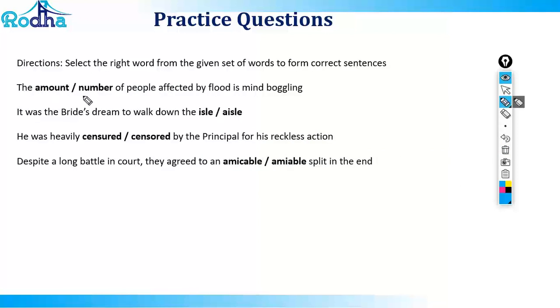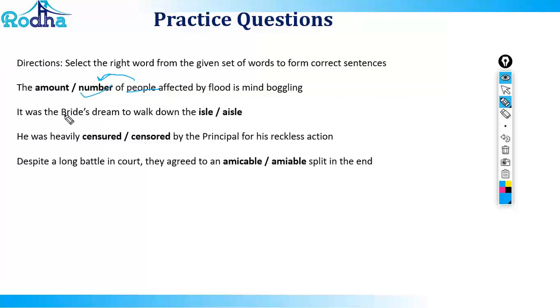Now it says the amount/number of people affected by flood is mind-boggling. What is mind-boggling? The number. Amount is generally used for non-countable or uncountable nouns. Since you're referring to people, it has to be number, and this word will fit.